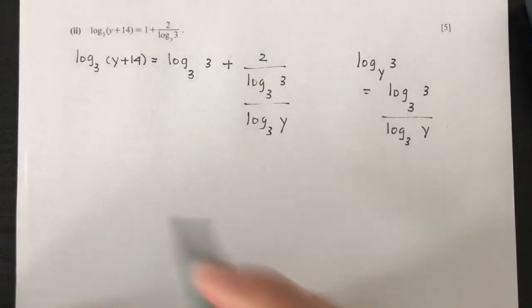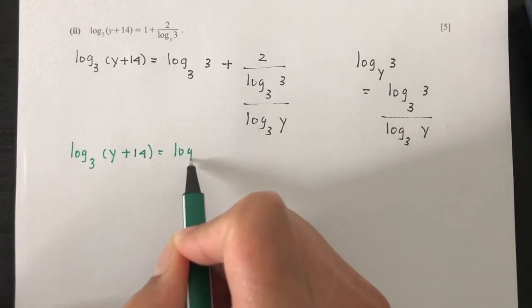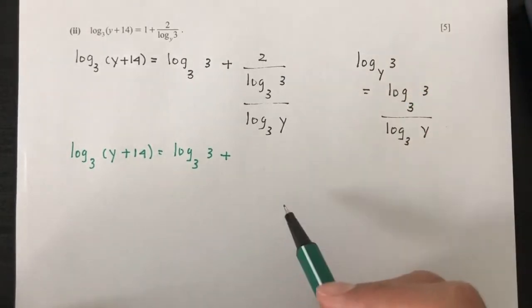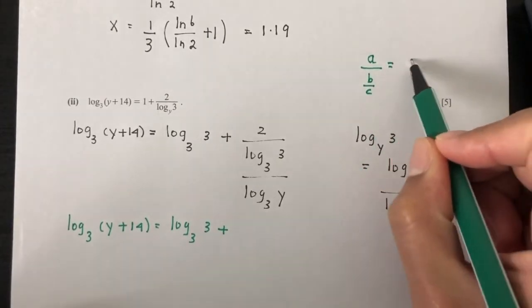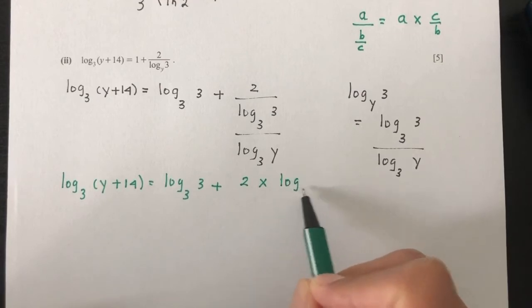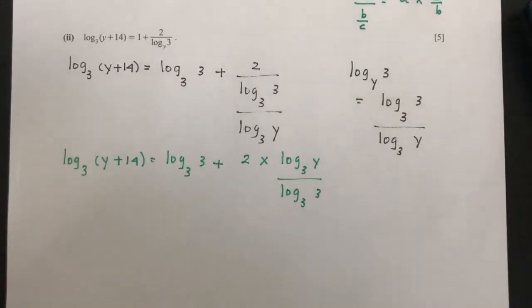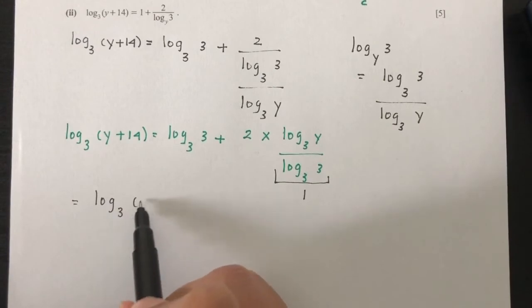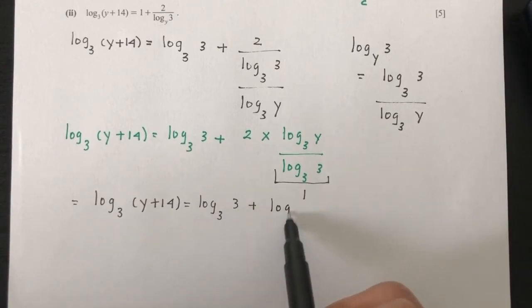Now if you simplify, on one side you have log base 3 of y plus 14 equal to log base 3 of 3 plus 2 divided by log base 3 of 3 over log base 3 of y. When you divide, you have to flip the other side upside down. So just to explain, when you have A plus B divided by C, you can write this as A multiplied by C over B. Same thing happens here. That will be 2 multiplied by log base 3 of y over log base 3 of 3. Now log base 3 of 3 is just equal to 1. So you will have log base 3 of y plus 14 equal to log of 3 plus 2 log base 3 of y.